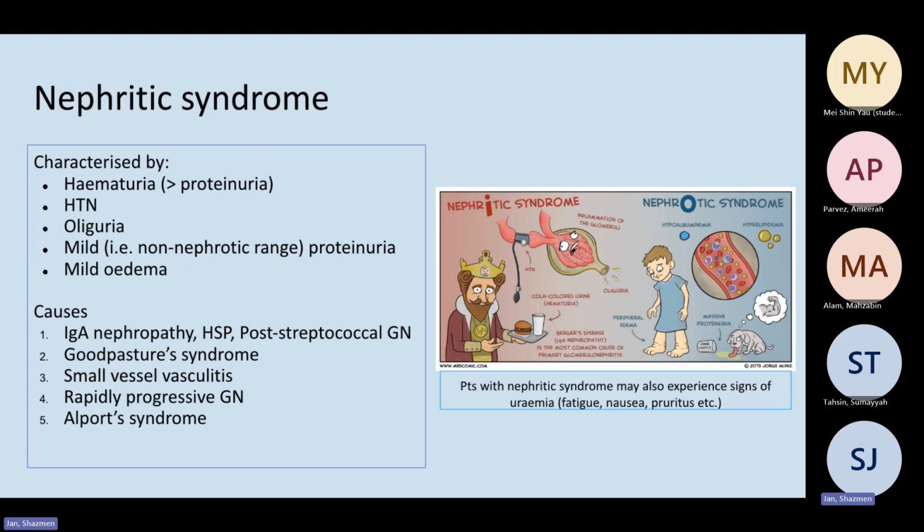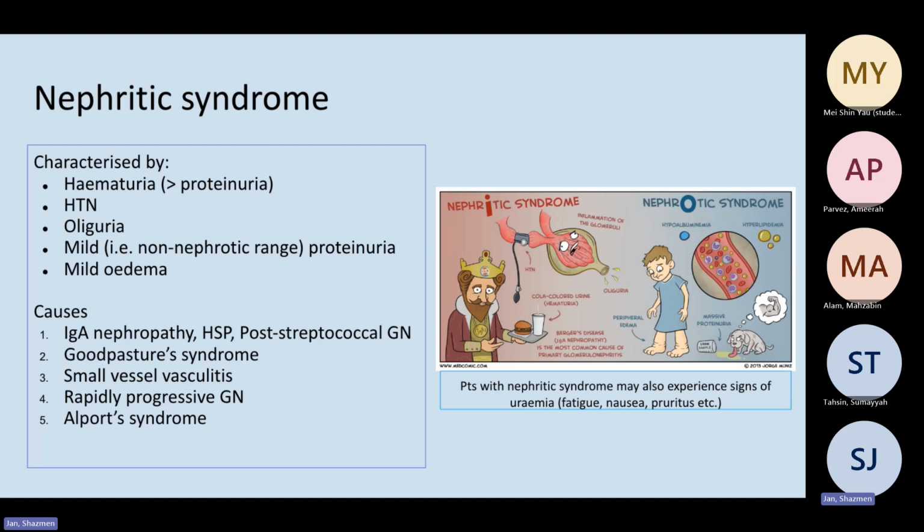Nephritic syndrome is characterized primarily by hematuria, and this is much more pronounced than the proteinuria. Patients will also have hypertension, oliguria, mild, i.e. non-nephrotic range proteinuria, as well as mild edema. I've got a diagram here which goes through the differences between nephritic and nephrotic syndrome. As well as these symptoms, patients will also experience signs of uremia, so fatigue, nausea, pruritus.